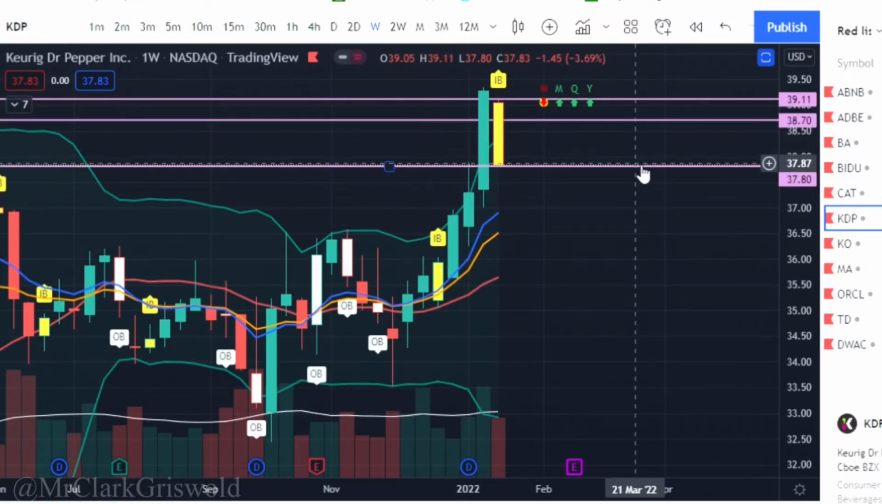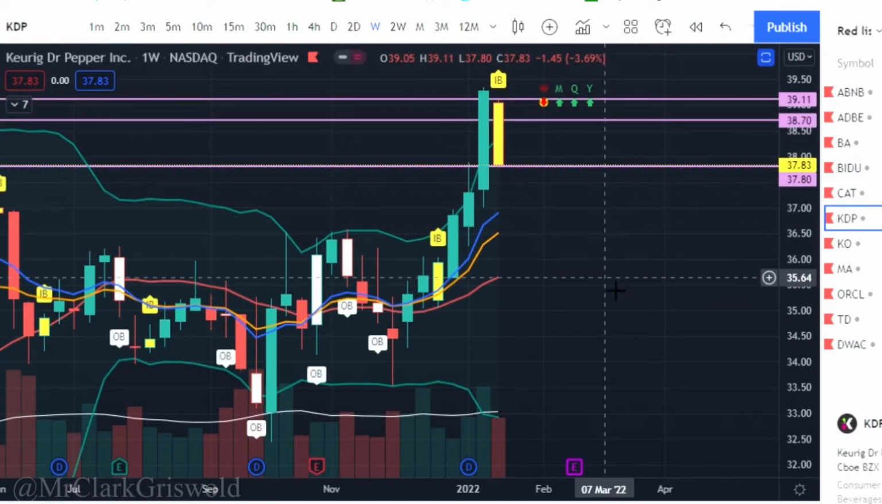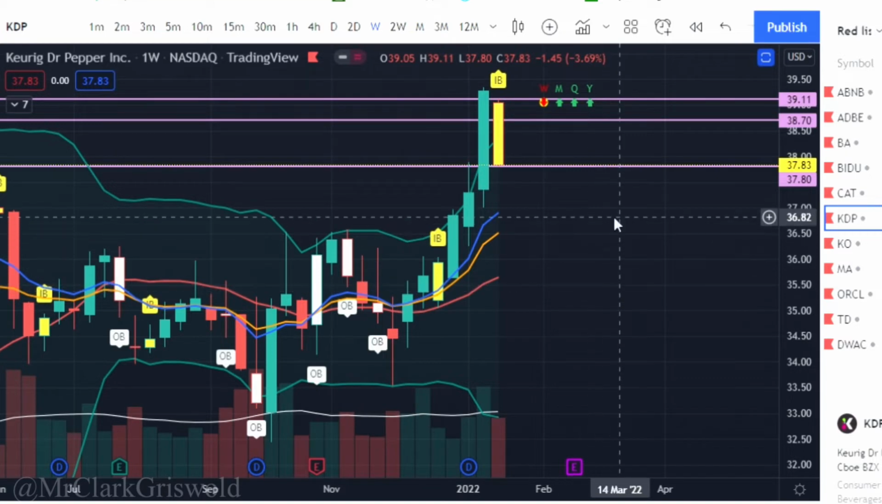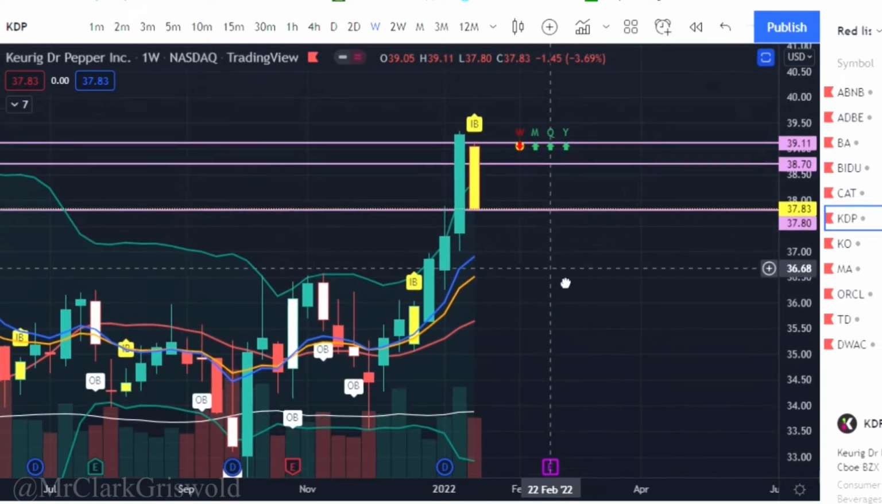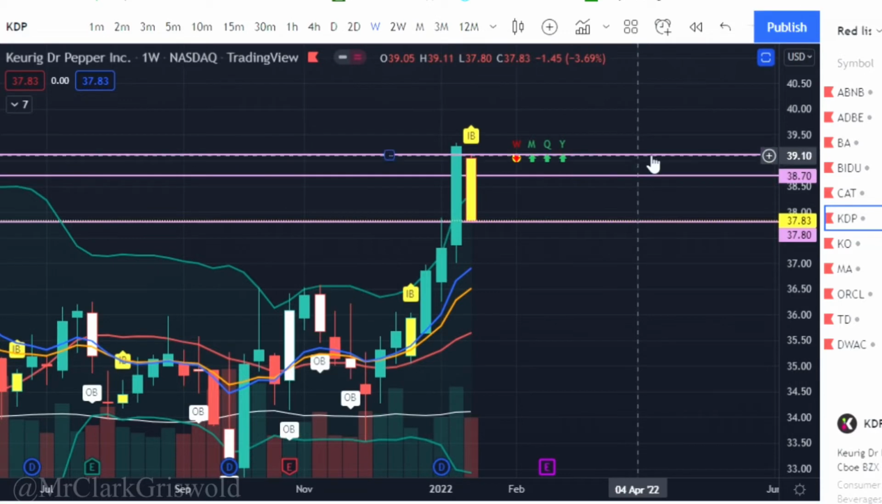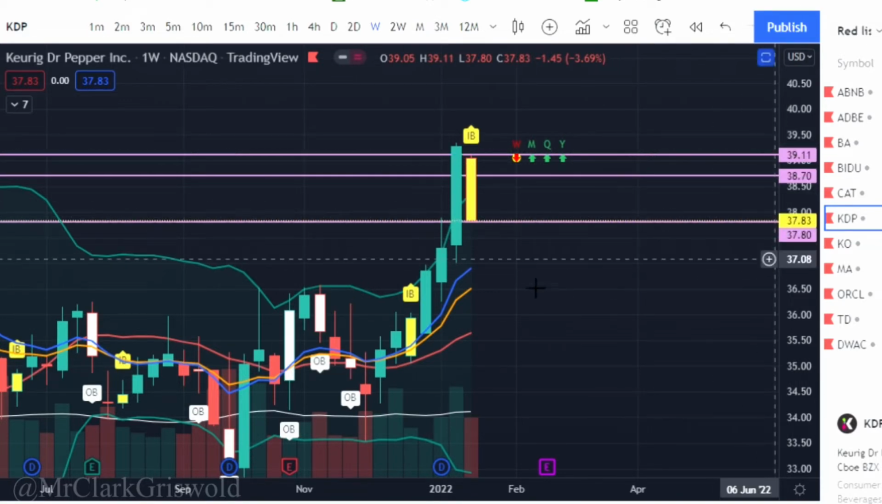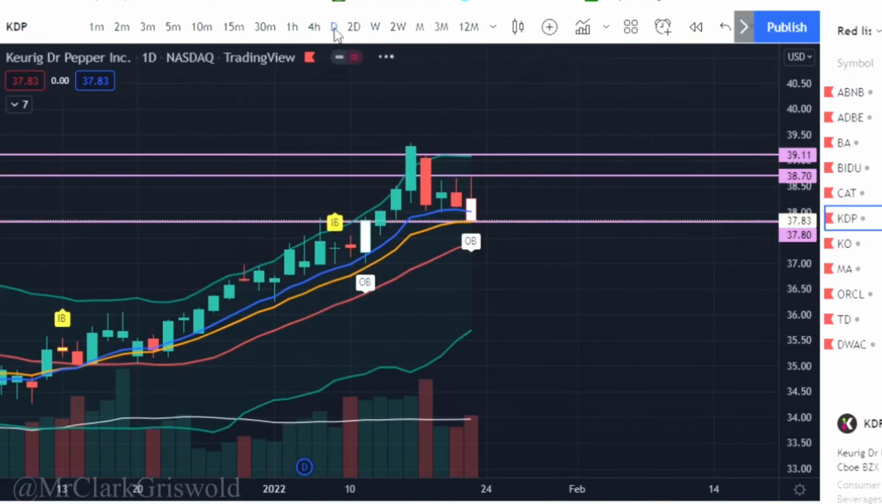KDP is Keurig Dr Pepper. There's an inside bar. I believe this is the one that also sets up on the weekly. But if we break the high of 39.11, we're buying calls. 37.80, we're going to be buying puts. If we go to the daily on this one, so they had an outside bar on the daily.